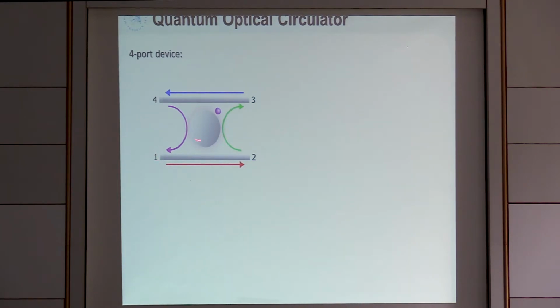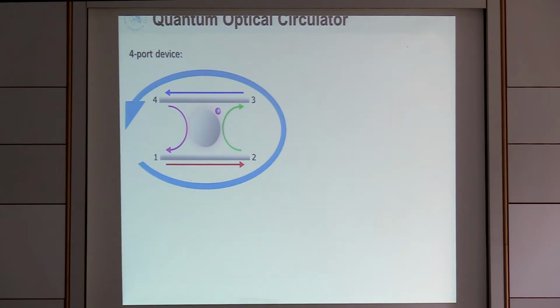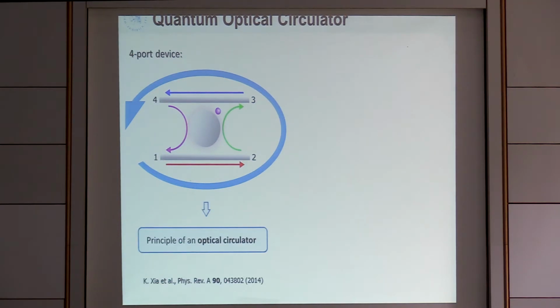In this case I still have a diode between port 1 and 2, because when I send light back from port 2, the atom is weakly coupled and the light enters the resonator. However, now the light before being dissipated in the resonator is outcoupled to port 3. If I send light into port 3, the light cannot enter the resonator because the atom is strongly coupled, so it goes on to port 4. If I send light into port 4, then the atom is weakly coupled, light goes into the resonator and comes out of port 1. So the routing is port 1 to 2 to 3 to 4 to 1, and this is actually the principle of operation of an optical circulator.